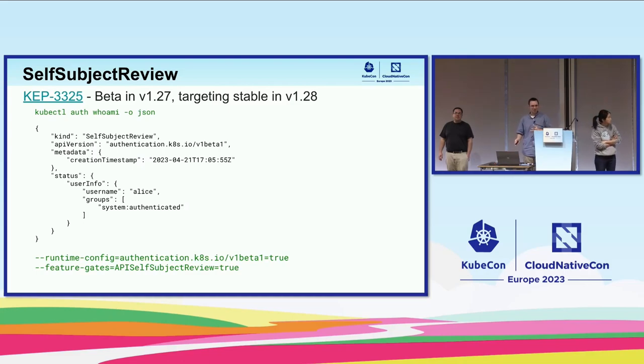This is something that's been asked for a lot: the ability to ask Kubernetes, who am I? Kubernetes authentication can be a little bit intricate and complex, so an API that lets you say, who am I, and have the server tell you who it thinks you are, is a useful thing. This graduated to beta in 127. It's a pretty straightforward, well-understood API, so we expect it to reach GA in 128. Then you would be able to say, kubectl auth whoami, and it would tell you.